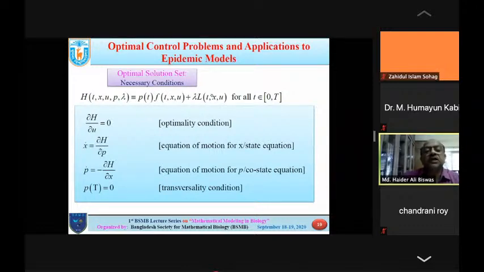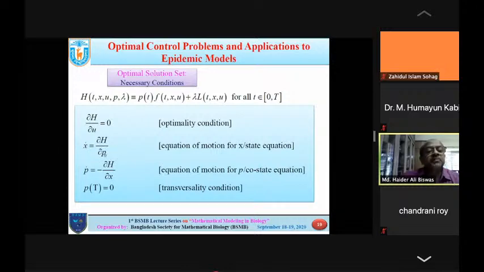So we can define this type of Hamiltonian. Actually, this Hamiltonian is called the pseudo Hamiltonian, and the set of necessary conditions is, first, the optimality condition. When we partially differentiate H with respect to U at the point U equal to U star, then we call that the optimality condition. Another condition is the state equation, that is the adjoint equation with respect to the co-state variable.